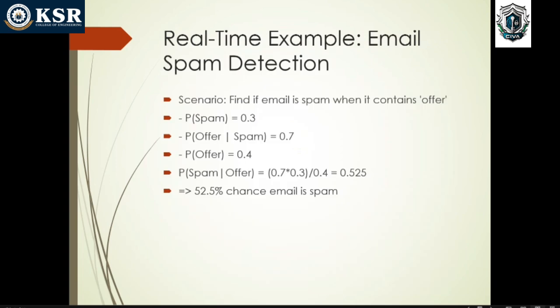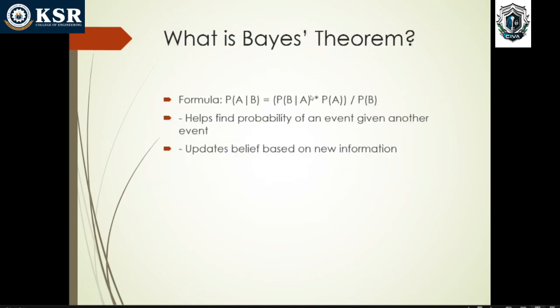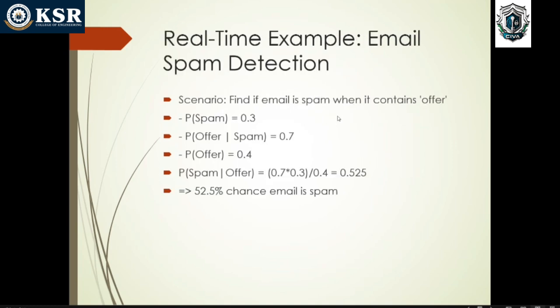0.4. Given the offer, I want to find the probability of spam. What are the spam messages containing it? So I use the formula P(A|B) = P(B|A) × P(A) / P(B). Here spam is event A and offer is event B.